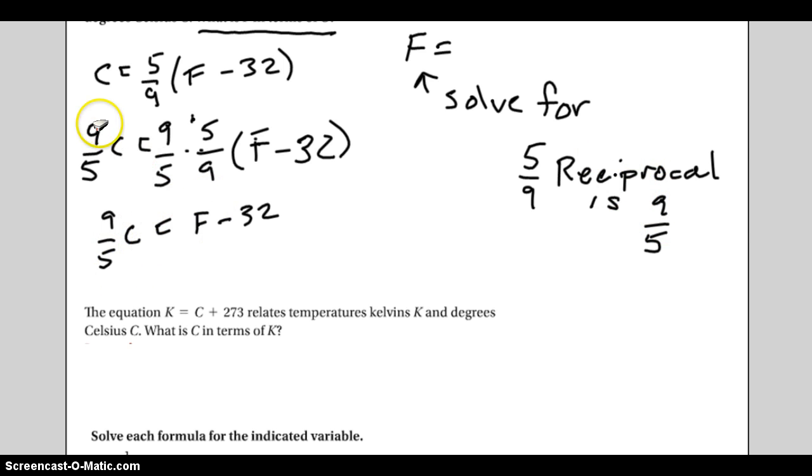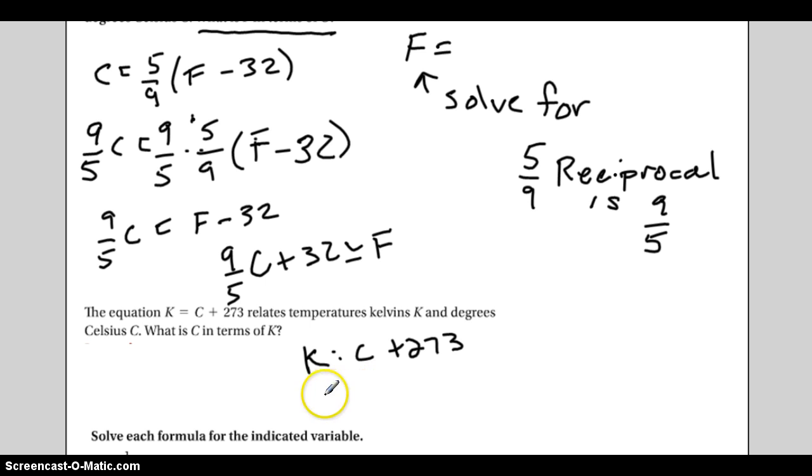Multiply that on both sides. 9/5, 9/5. This is going to simplify to 1. And then all I need to do is add 32 to both sides. And you solve for F. Next one, very simple. Solve for C. Subtract.